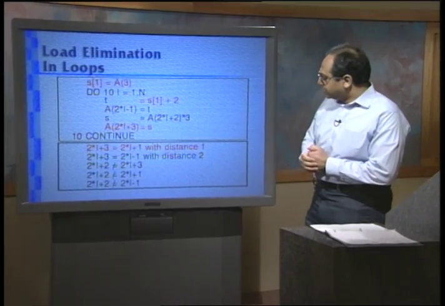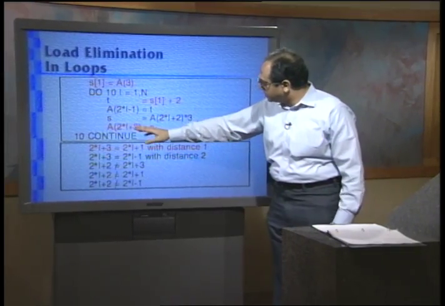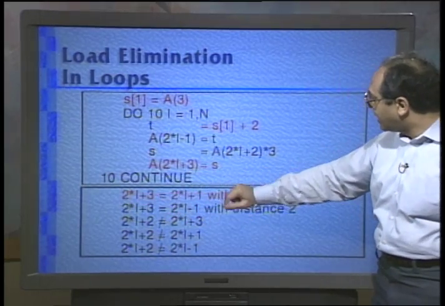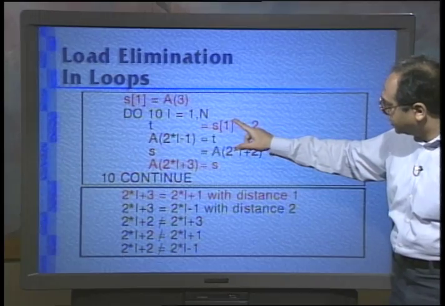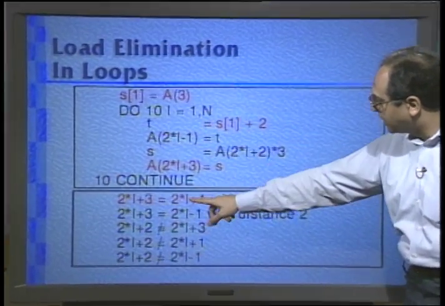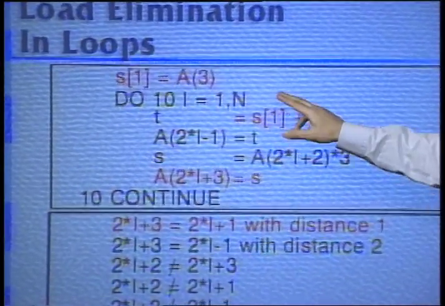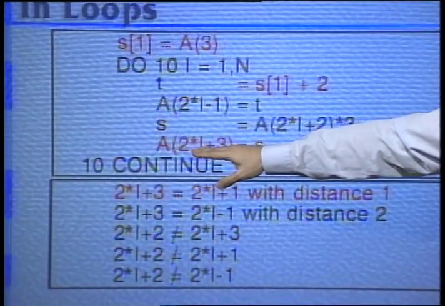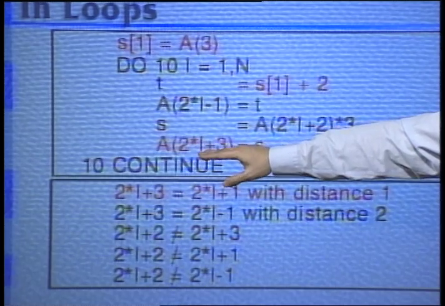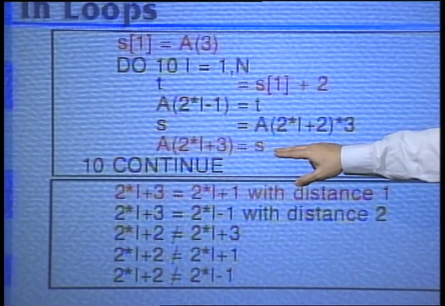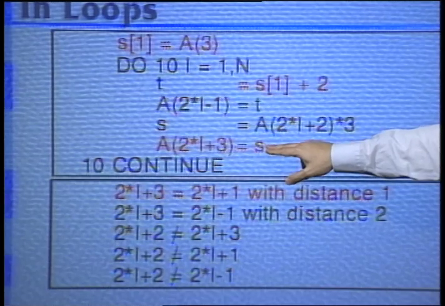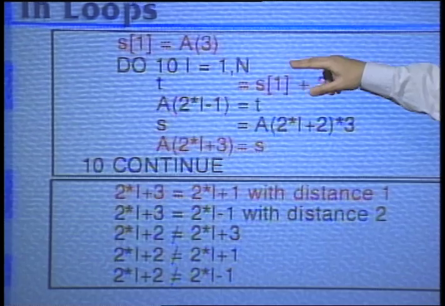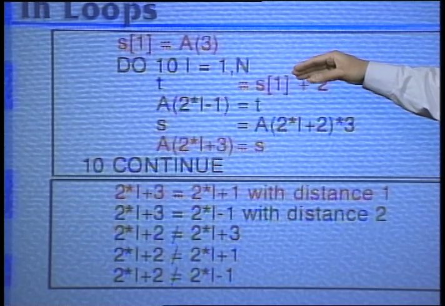So let's consider the load first. That corresponds to making use of this memory disambiguation information. And there used to be a load here from A of 2 times I plus 1. And that's eliminated because it's the same location as this store from the previous iteration, which got its value from register S. So instead of the load, we can just make use of the definition of S in the previous iteration.